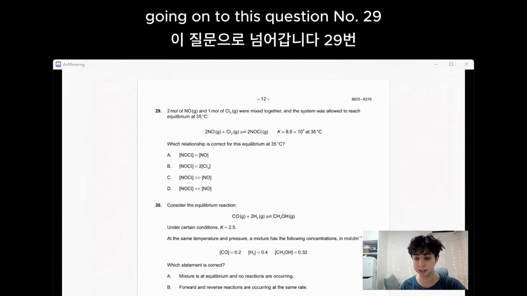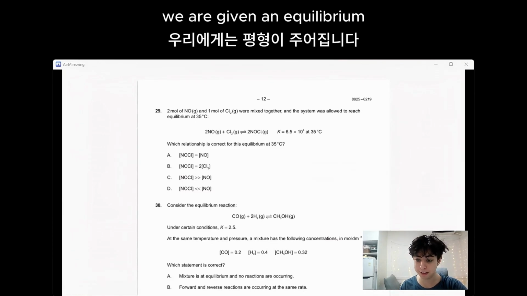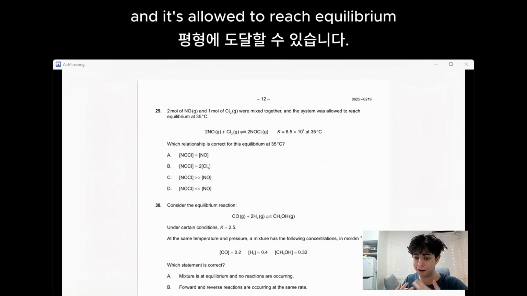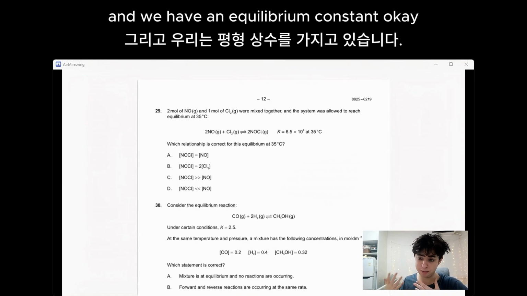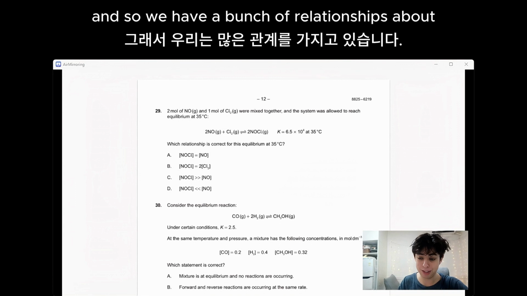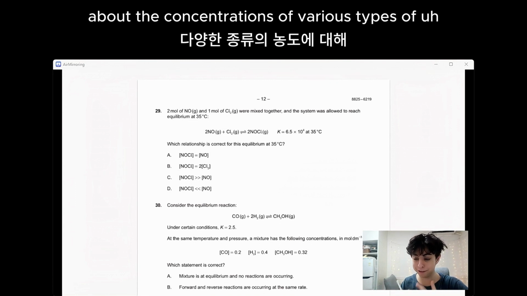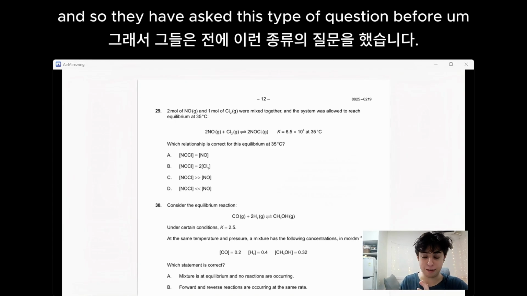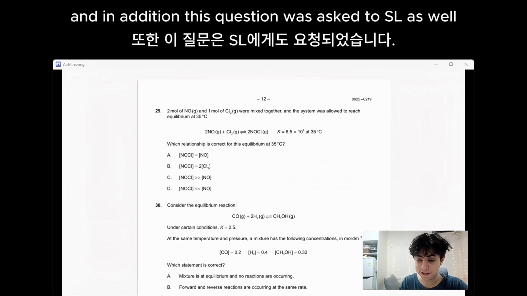Important. Going on to question number 29, we are given an equilibrium. We have some starting amounts that are mixed together, and it's allowed to reach equilibrium, and then we have an equilibrium constant. We have a bunch of relationships about which one is true, about the concentrations of various reactants and products. They have asked this type of question before, and in addition, this question was asked to SL as well.